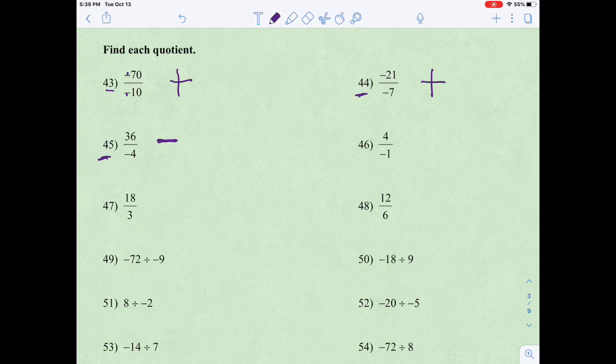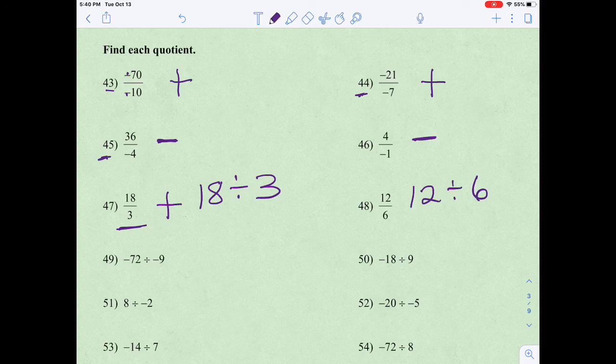Okay, here we have a positive divided by a negative. We're going to get a negative. Look, a positive divided by a positive is a positive. That's what you were doing way back when you first started dividing. And by the way, fractions are just division problems. So this is just 18 divided by 3. And this is just 12 divided by 6. And positive divided by positive is a positive number.